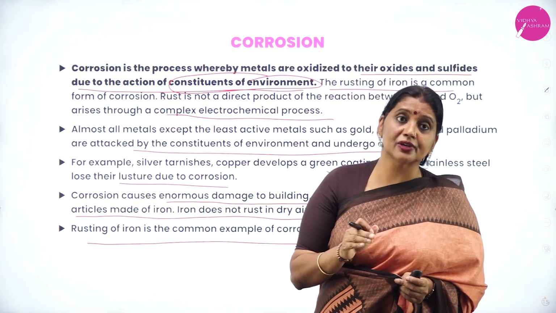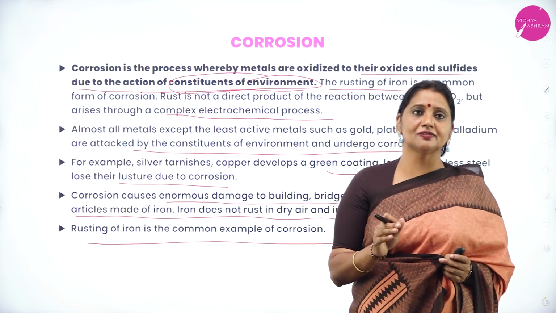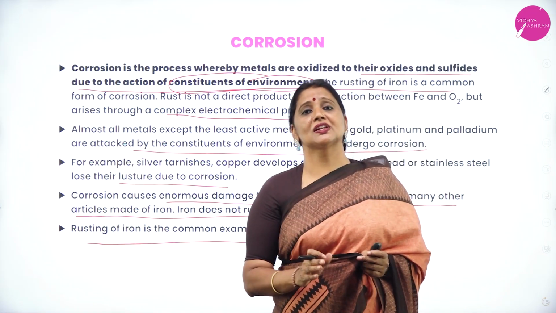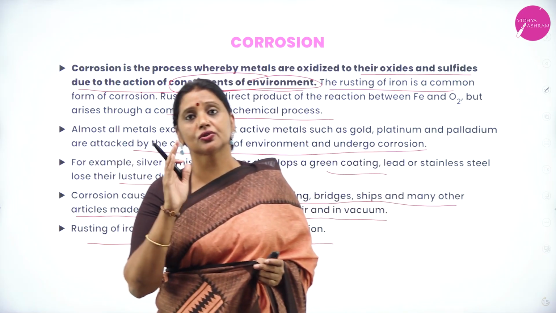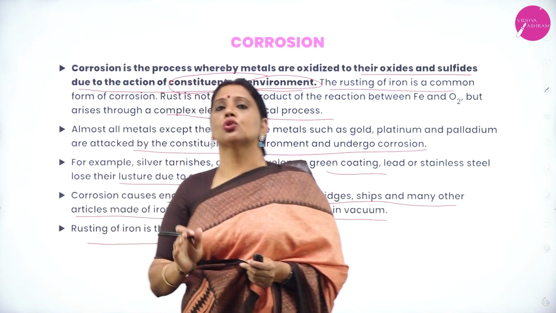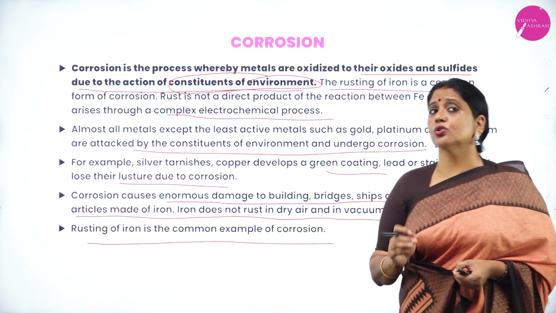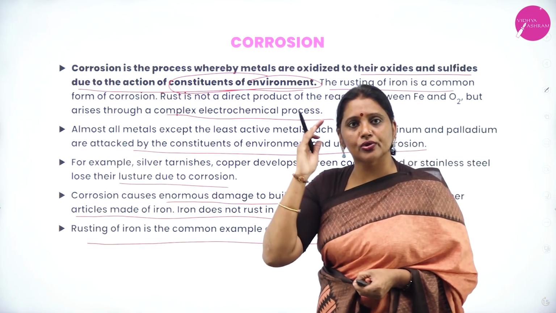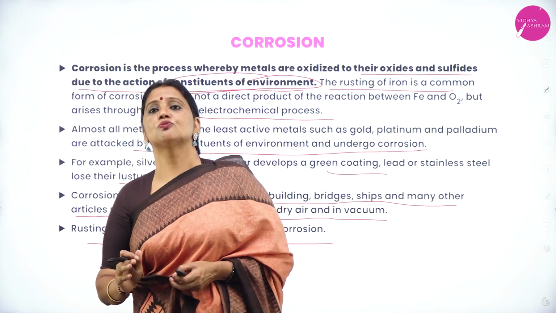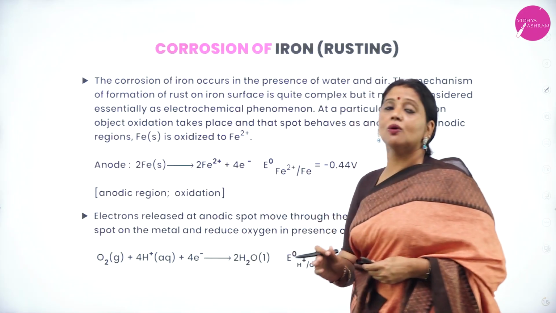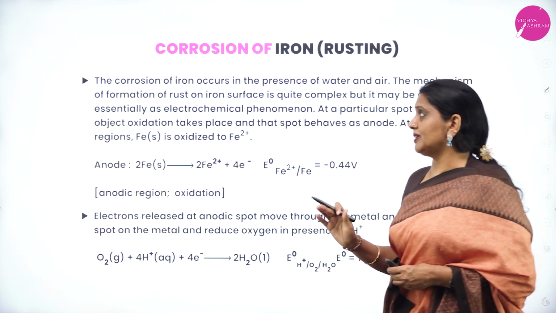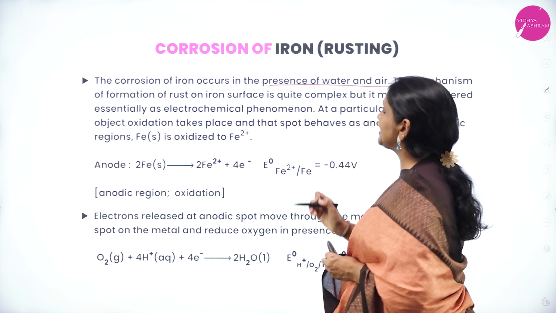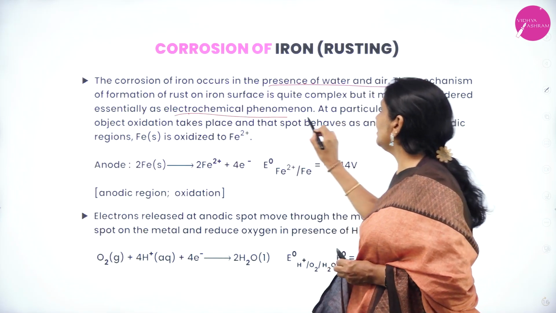Together with that, we can give an example of tarnishing of silver. There is a formation of green stain on the surface of copper, as well as lead and stainless steel. They lose their luster due to corrosion. Iron does not rust in dry air or in vacuum. Iron rusts only in the presence of moist air, and it is a complex electrochemical phenomenon. Rusting occurs in the presence of water and air.